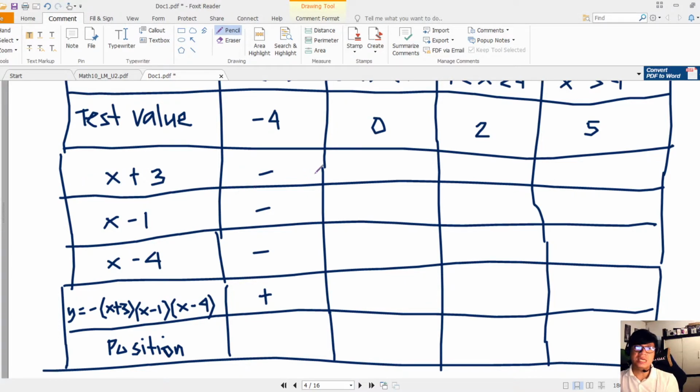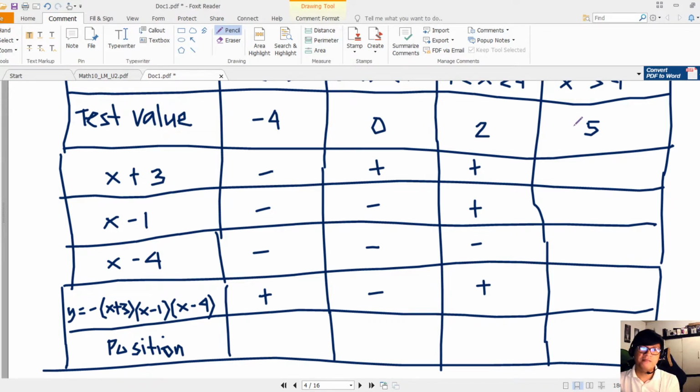So, the second. 0 plus 3, 3. So, the sign is positive. 0 minus 1, negative 1, negative. 0 minus 4, negative 4, negative. So, positive, positive, times negative, negative, times negative, positive, times negative, negative. Ito, 2 plus 3, 5, positive. 2 minus 1, 1, positive. 2 minus 4, negative. So, positive times positive, positive times negative, negative times negative, positive.